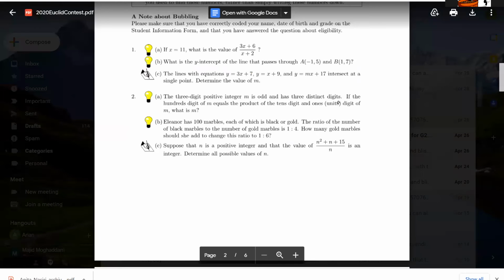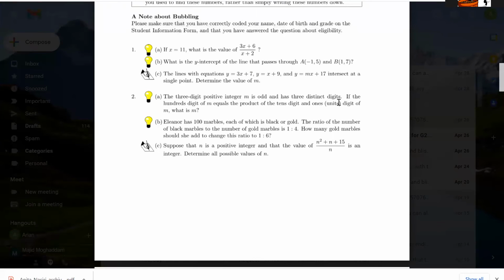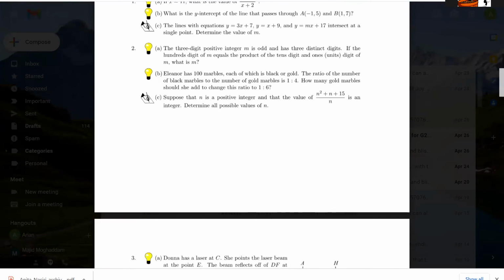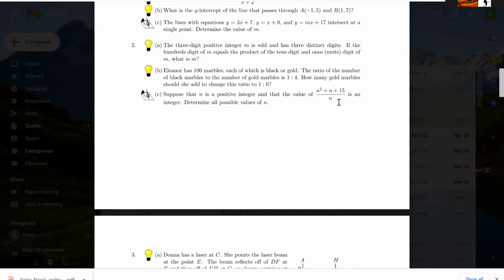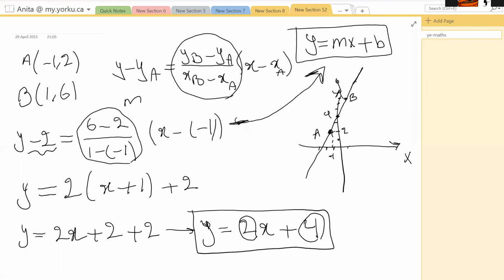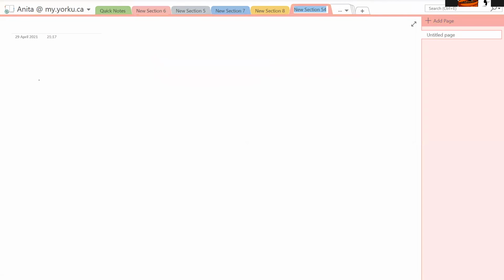We are going to do part C next time, but let's see if we can do question number 2. Question number 2 is a little bit tricky. It says a 3-digit positive integer m is odd. So this is a number that has 3 digits, but it's an odd number. What does this tell you if a number is odd?